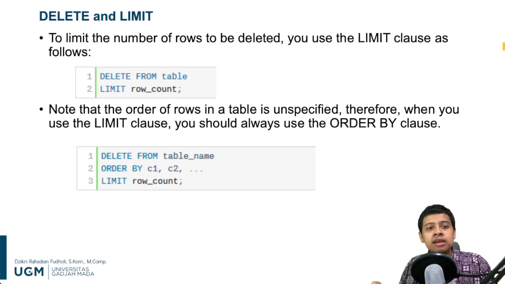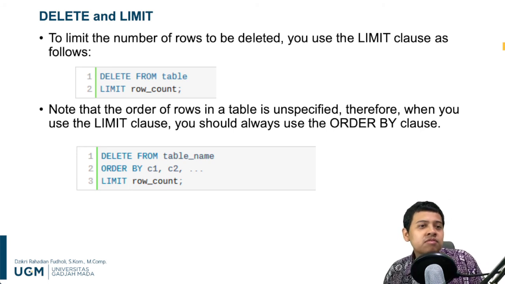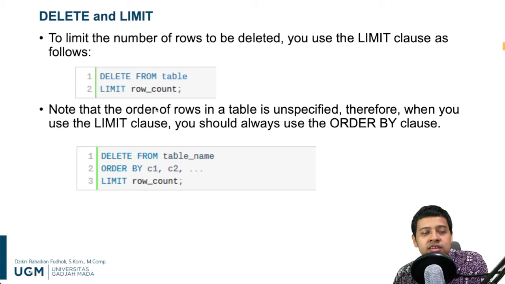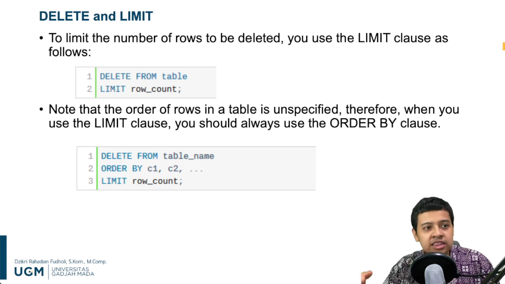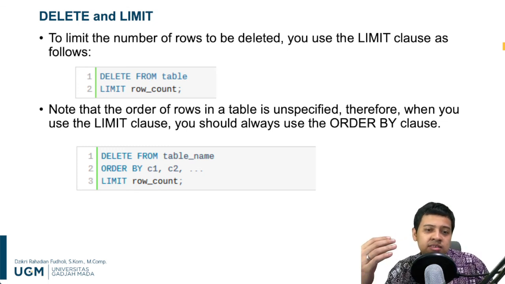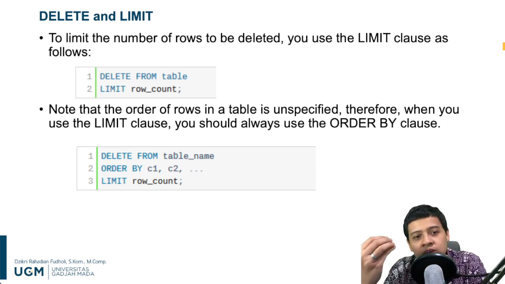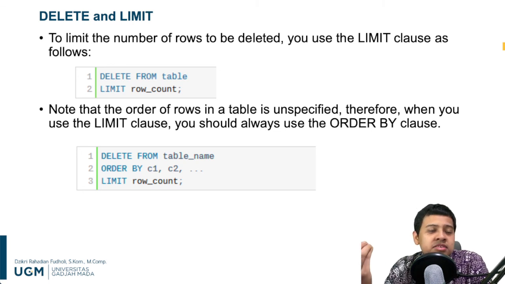We also have the limit clause. This limit clause is to limit the number of rows that are being deleted. Note that the order of the rows in a table is unspecified. Therefore, when you want to use the limit clause, you should always use the order by clause. So you need to order the table first, and then you delete some of the rows. Because if we didn't sort the table, we wouldn't know which rows are being deleted when we limit that.